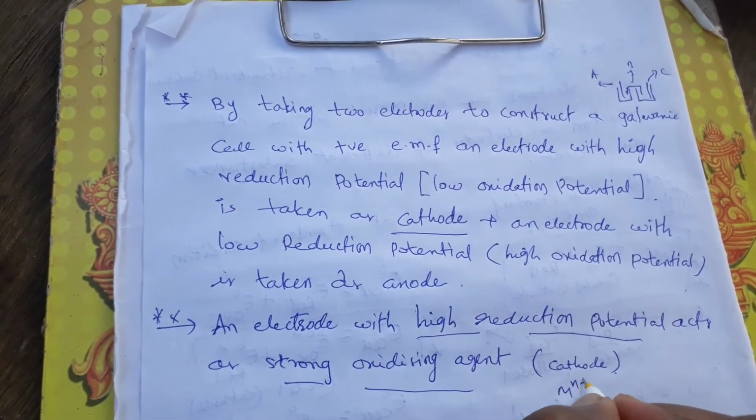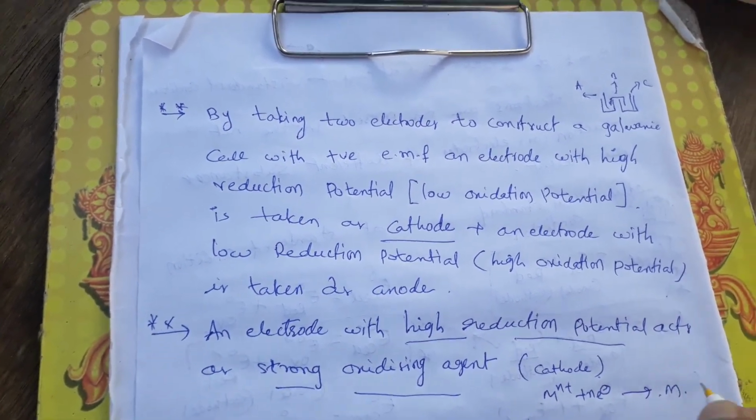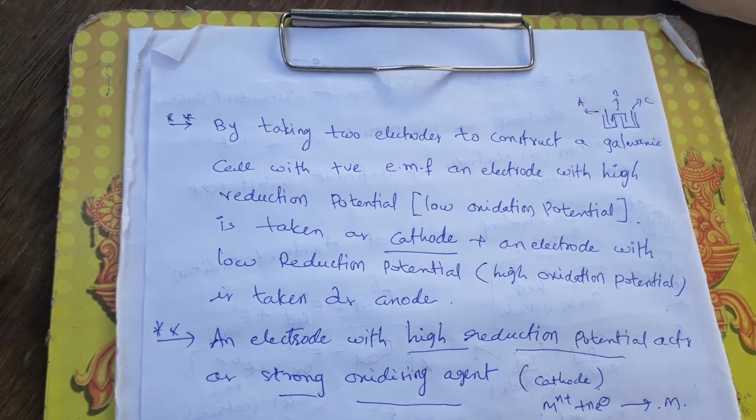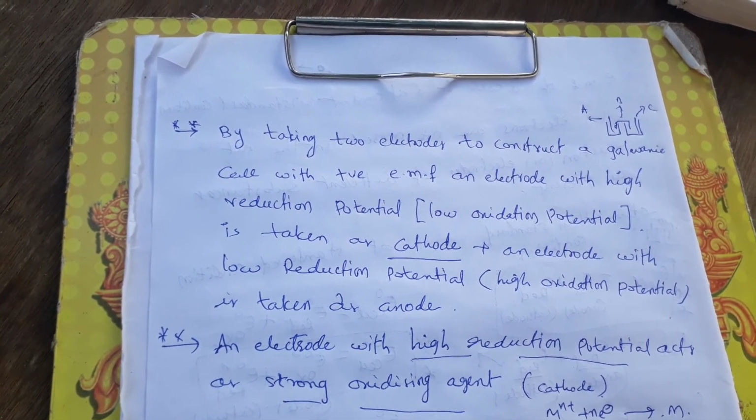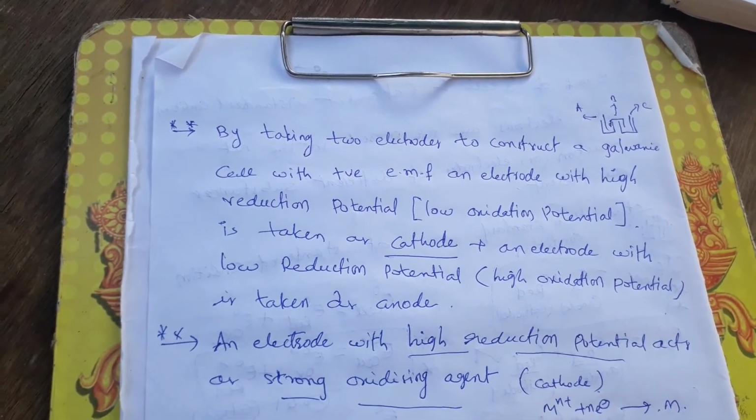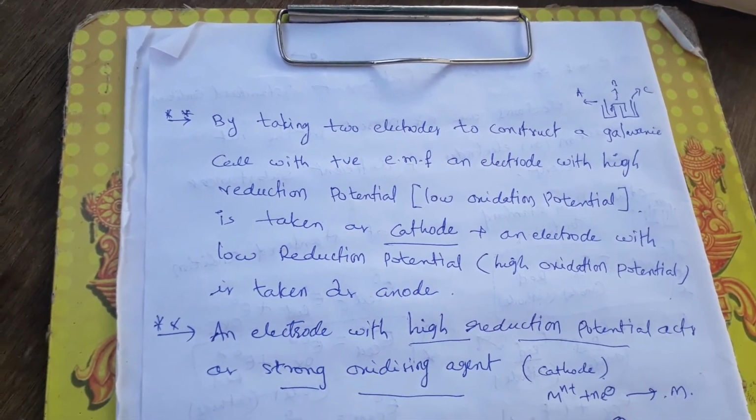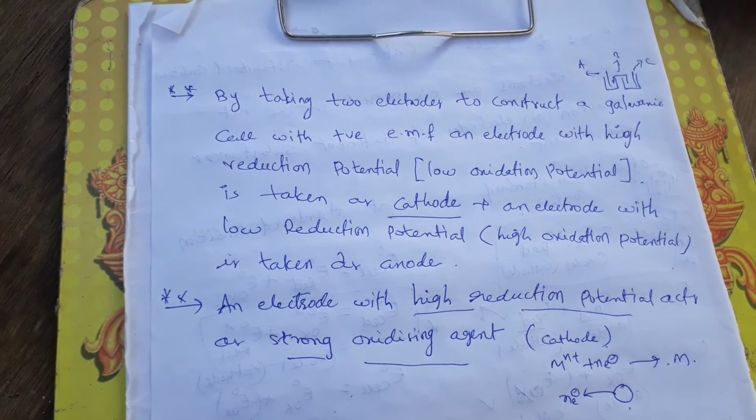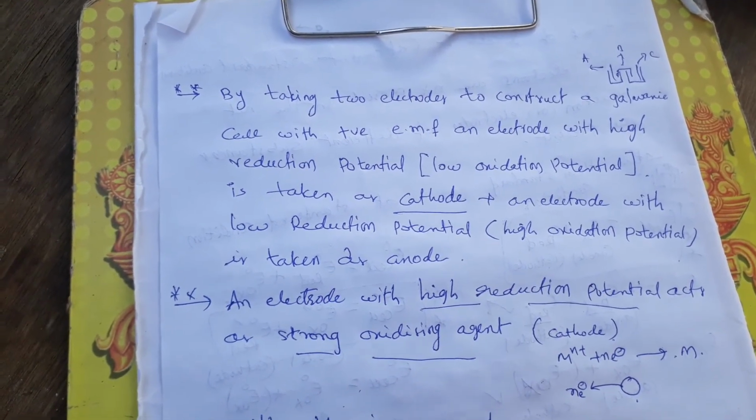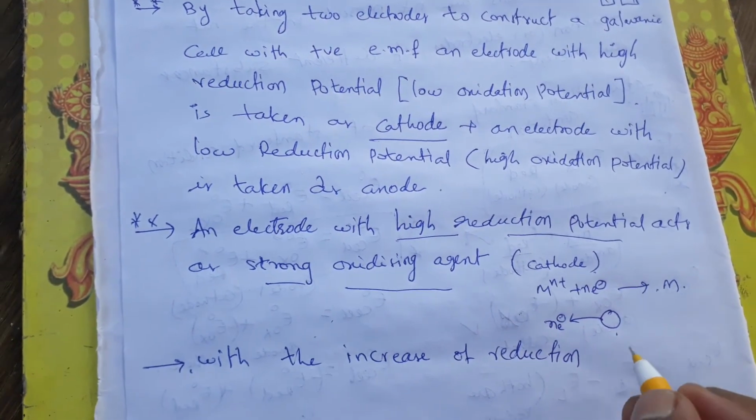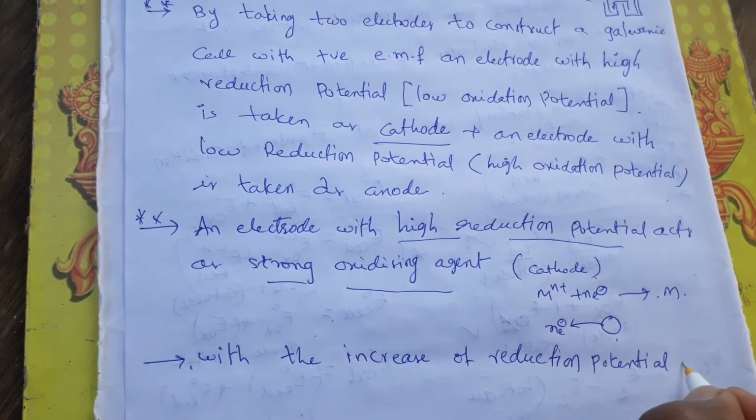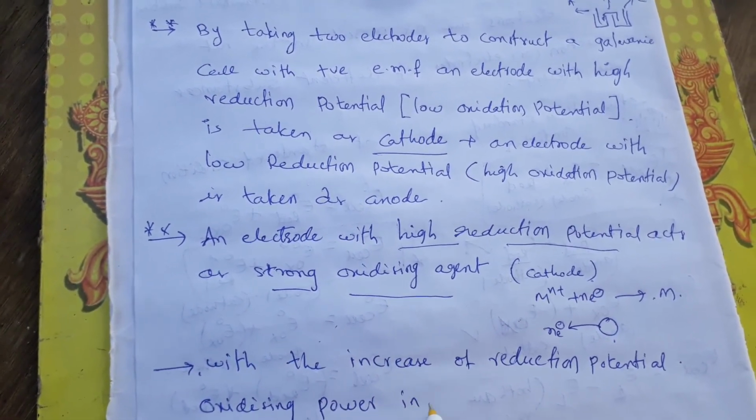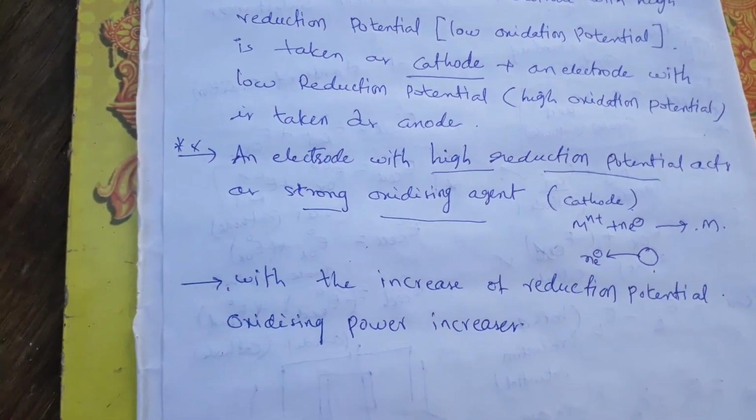Cathode means what will happen? Metal ions are going to be metal. So here it is taking the electrons, if I have another atom here, from this it is taking the electrons. So it is taking electrons, which means the other species is going to undergo oxidation. So it is a strong oxidizing agent. Next, with the increase of reduction potential, oxidizing power increases.